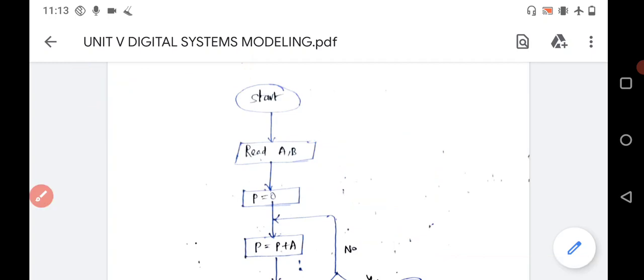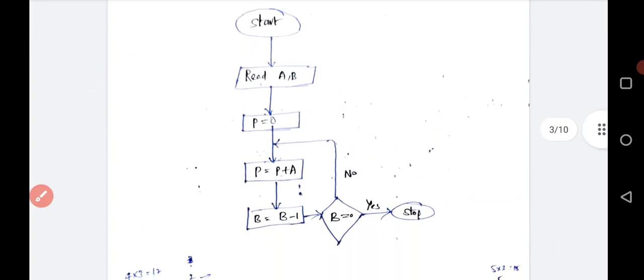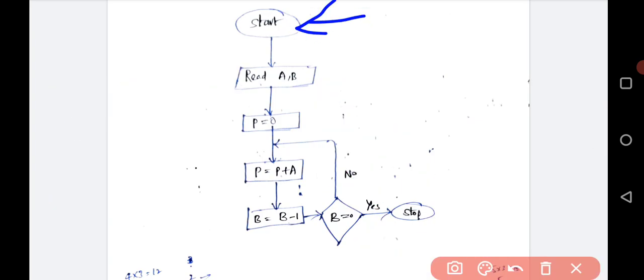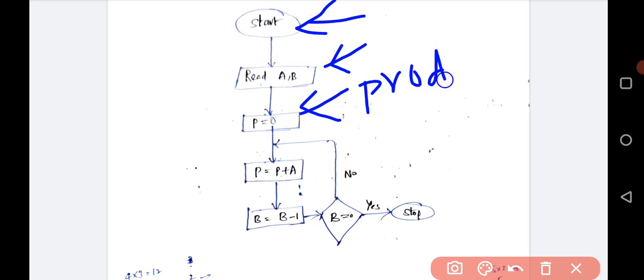So this scenario can be represented in the form of a flow chart. Let us see here. Initially we have to start the system. After that, if you are performing the multiplication of two numbers, first of all we have to read those numbers, A and B. So read the values of A and B, and P is equal to 0. P is nothing but the product. That means our resultant value can be represented with the letter P, and after adding, that result can be stored in the register P.